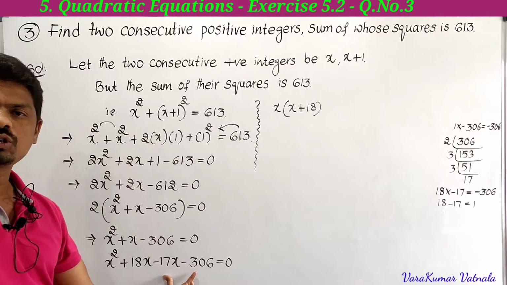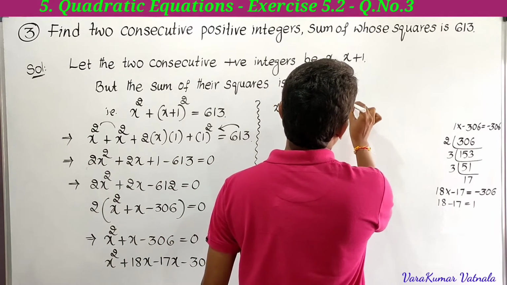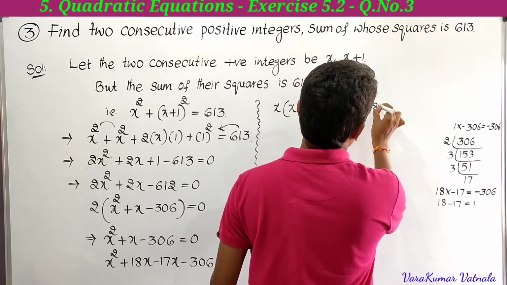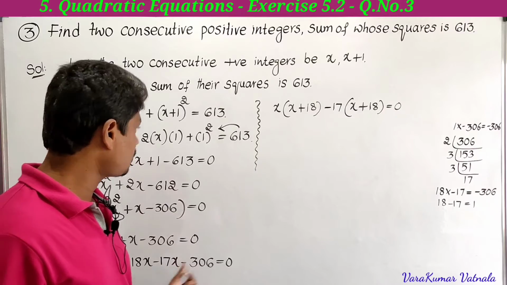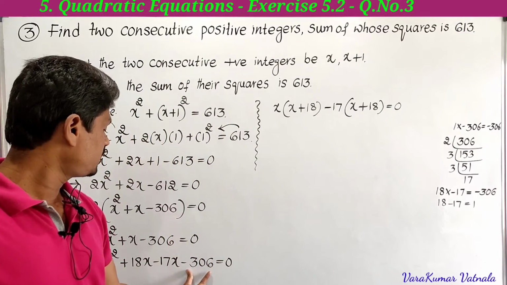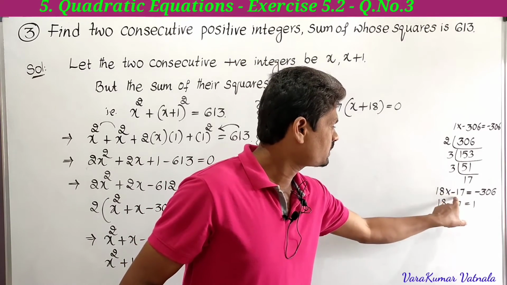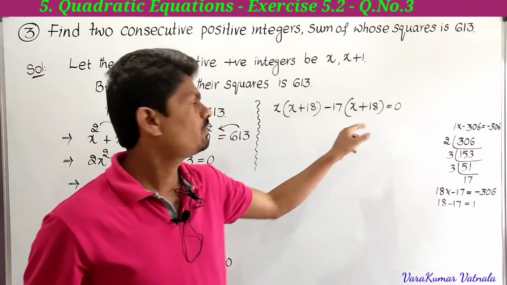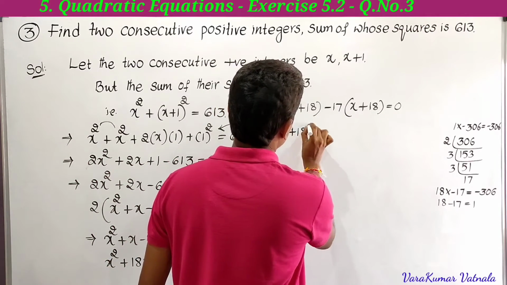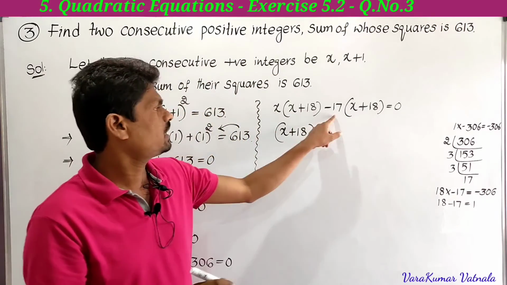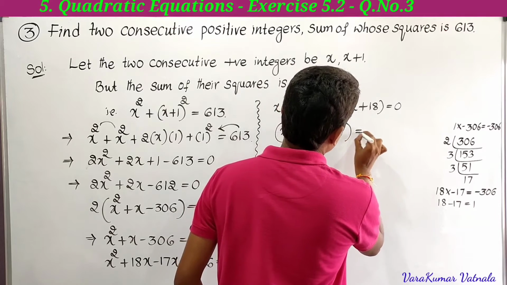So in the last two terms, minus 17 is common. So write minus 17 as common. Minus 306 can be written as minus 17 into plus 18. So if you write minus 17 common, again x plus 18 will be. So here x plus 18 is common. So here x is there, here minus 17 is there, minus 17 is equal to 0.